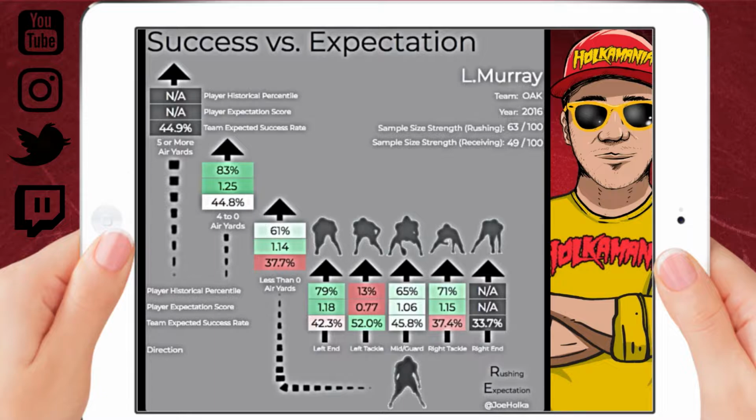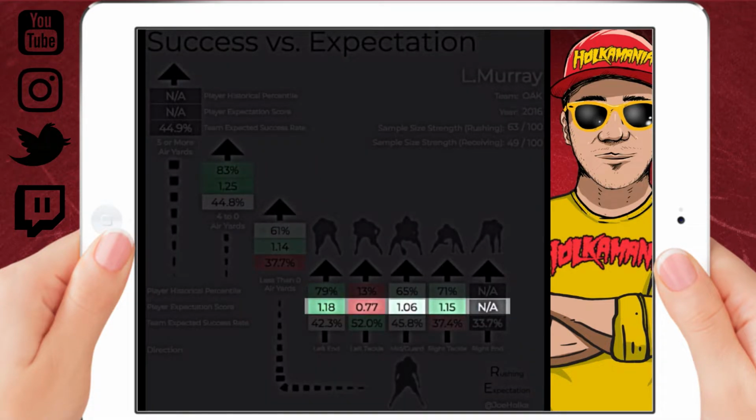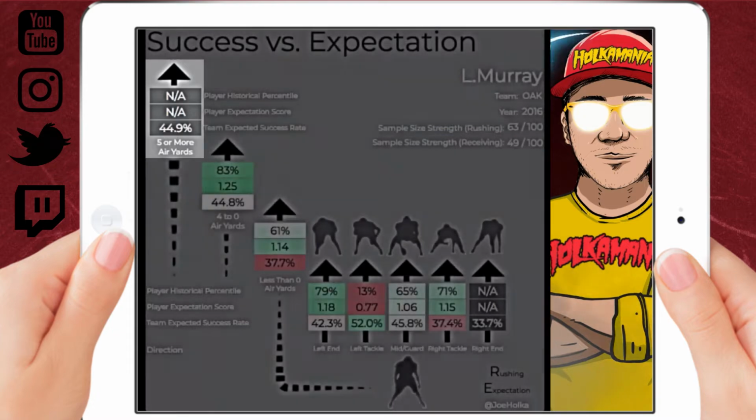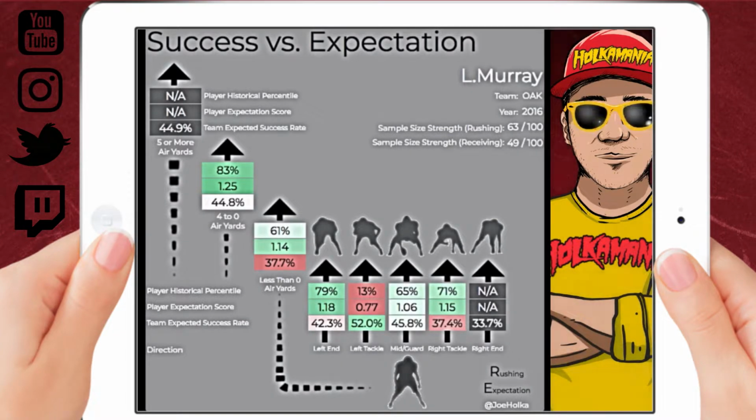Finally, here's where I calculate an expectation score, which is a running back's actual success rate divided by his expected success rate. Small samples are eliminated here with a darker gray color. For each area of the field, we have a team's expected success rate as well as how the player performed using his expectation score. It's important to use these first two charts together as a small sample size could definitely skew his success rate.